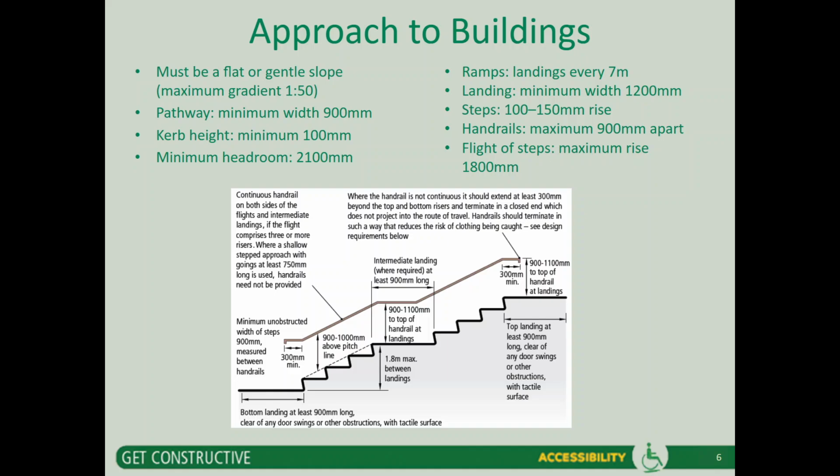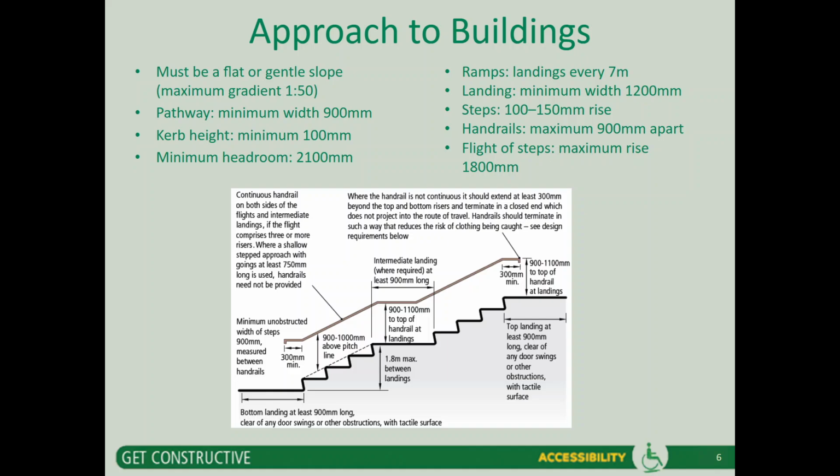You can also see by the reading of the actual information on the diagram there, where the handrail is not continuous, it should extend at least 300 millimeters beyond the top and the bottom riser and terminate in a closed end, which does not project into the route of travel. Handrails should terminate in such a way that reduces the risk of clothing being caught, and see the diagram. They should end in such a way that your clothes can't get caught in it. They should also go past the end and the beginning of each step. This is to ensure you can have your hand on the stairs before even stepping foot on one of the steps.